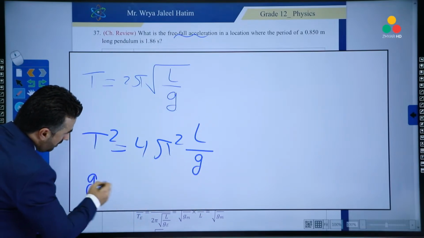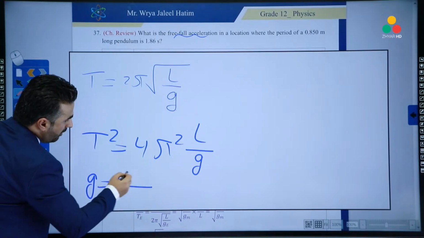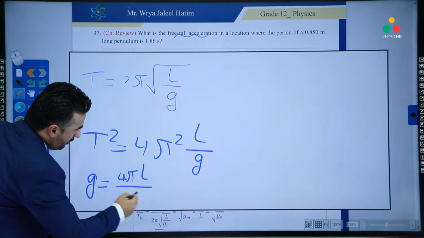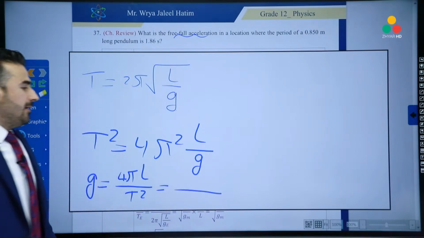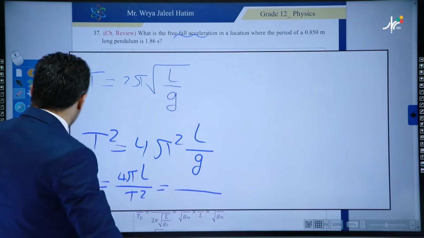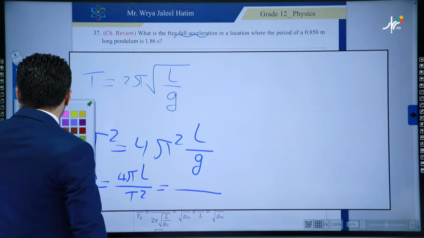So we can say gravitational acceleration equals 4 pi L over the period squared in this case. Now all you have to do is write the numbers into the equation, and then you will get the answer there.